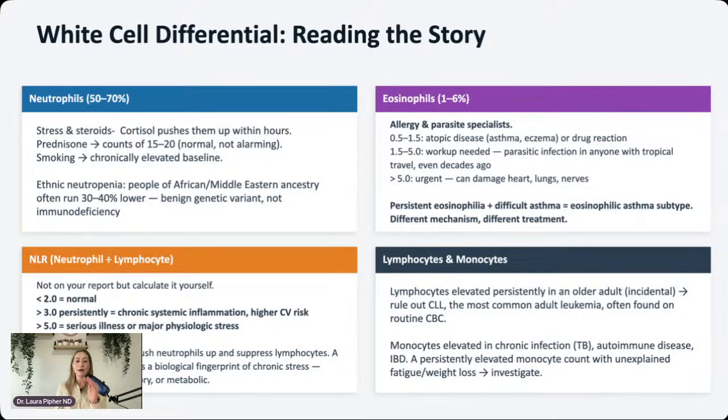So you're going to take the number of your neutrophils and divide it by your lymphocytes. Now, when we look at the range, less than 2 is considered normal. Over 3 can be a marker of chronic systemic inflammation and is related to higher cardiovascular risk. And over 5 is considered serious illness and major physiologic stress.